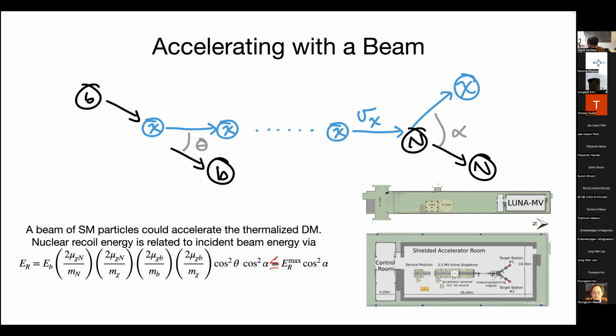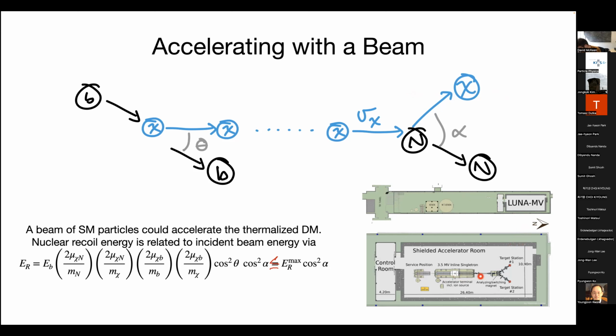And so there's some maximal recoil energy, and the idea is hopefully your beam energy is high enough that this recoil energy is above the threshold of your direct detection experiment. Okay, so that's the basic idea. So here's, like I said, the LUNA experiment.